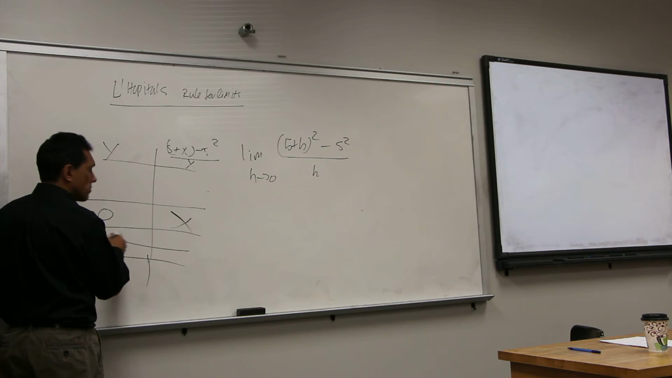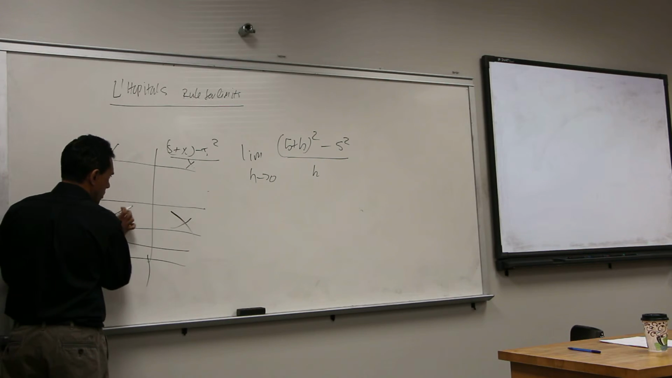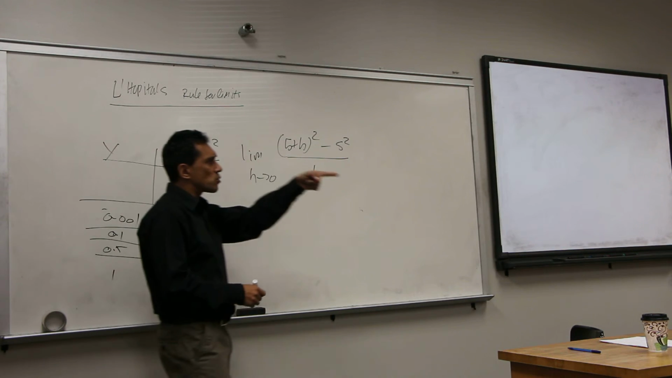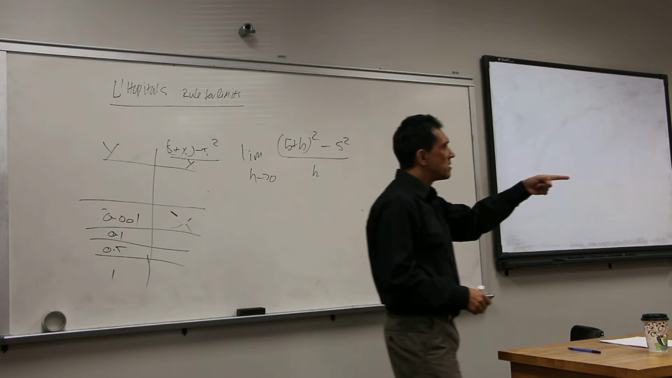You will try what? 0.1. You get even closer to 0. You will try what? 0.001. I will show you that this number is what? 10.